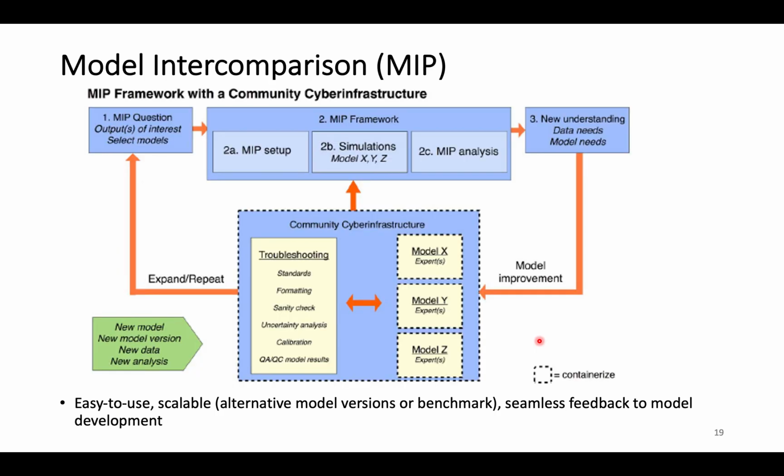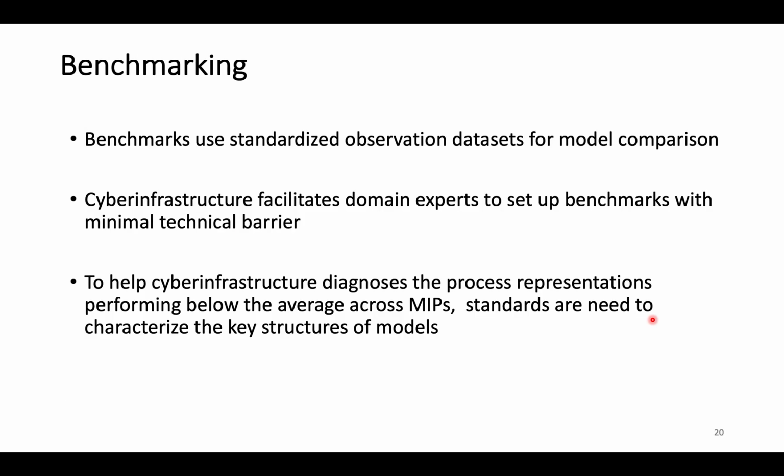The community cyberinfrastructure has many other advantages. For example, the MIP outcomes relevant for model or cyberinfrastructure development can be fed directly back into the system. This community cyberinfrastructure also facilitates more advanced applications such as running model ensembles for ensemble prediction or studying model structure uncertainty. All these benefits mentioned above are for modelers. Data collectors can also benefit from this cyberinfrastructure.